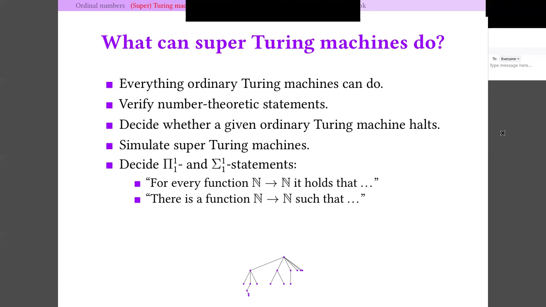Super Turing machines can also simulate other super Turing machines. However, they cannot check whether a given super Turing machine terminates. That's the halting problem again. The ordinary proof of the undecidability of the halting problem works just as well for super Turing machines instead of ordinary Turing machines. In fact, it works for most, perhaps every model of computation, depending on the definition of model of computation.